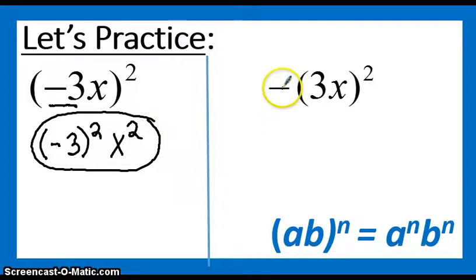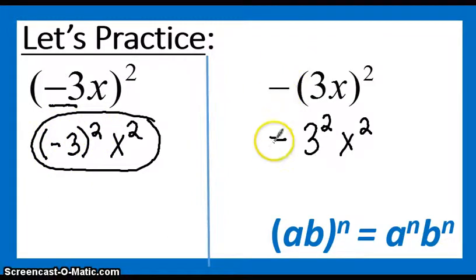Now notice in this one the negative is outside, so we'll just carry it along. So we have a negative and then we have 3x squared. So we'll have to give the square to the 3 and to the x. So we have 3 squared x squared. Notice when the parenthesis was inside, it stayed inside a parenthesis, so that the whole thing was squared. But when the negative was in front, it just remained in front because the negative was not being squared, just the 3 that was inside.